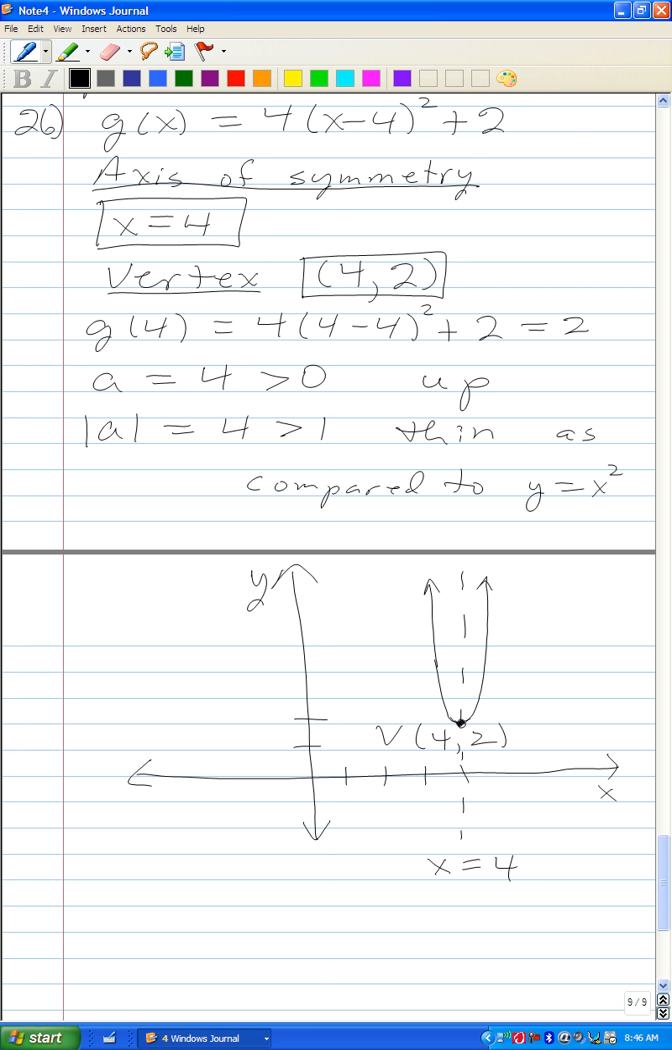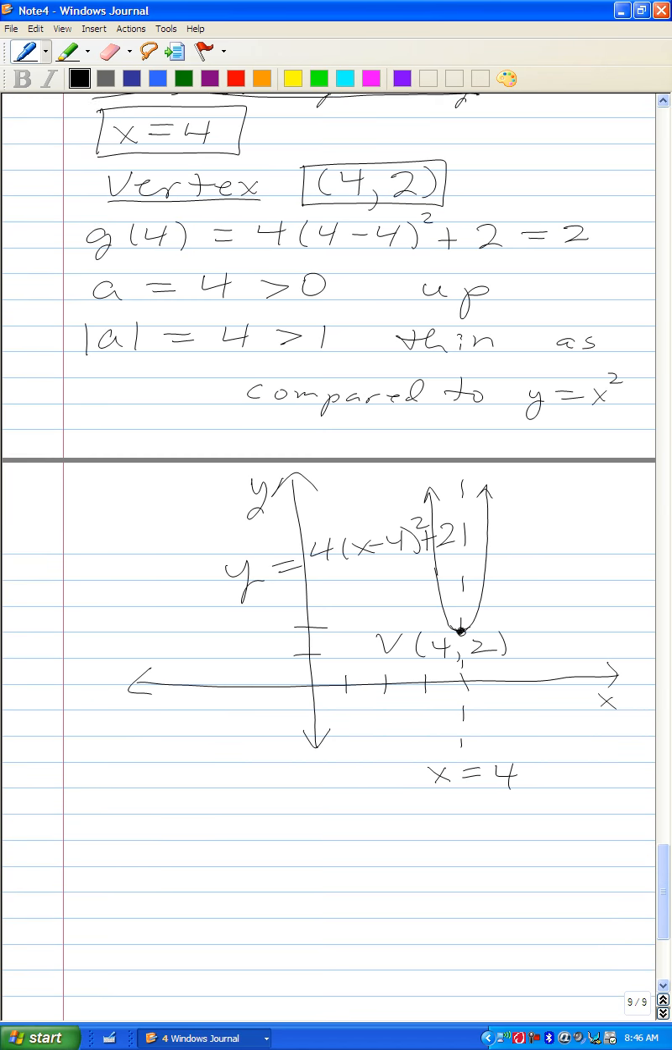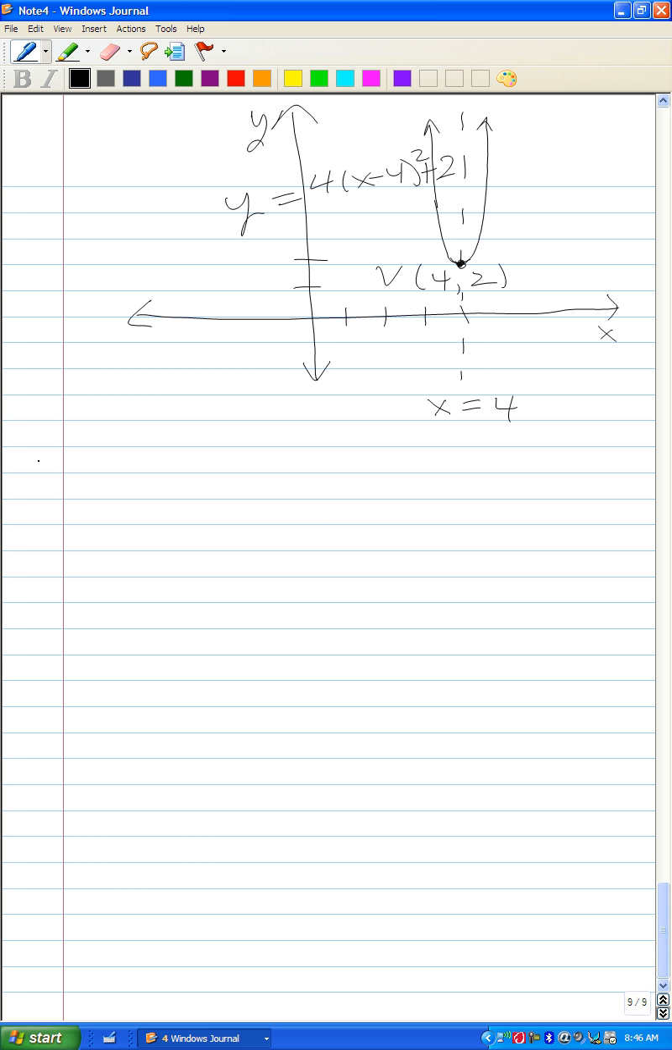Okay, so this is the graph of y equals 4(x minus 4) squared plus 2. Okay, let me do problem number 28. F of x equals negative (x minus 2) squared minus 6.